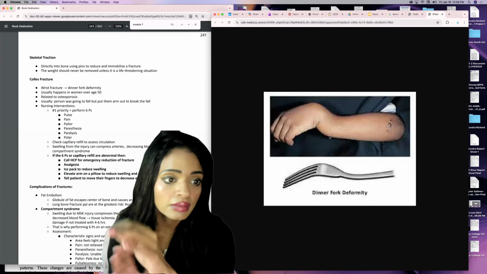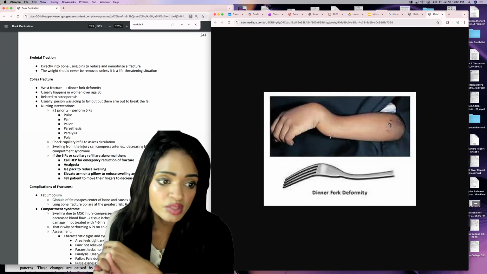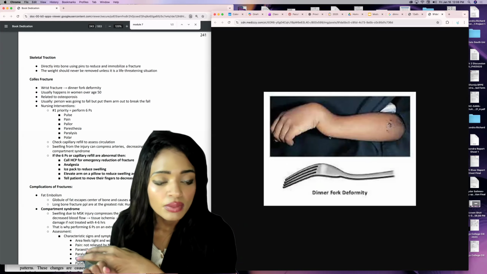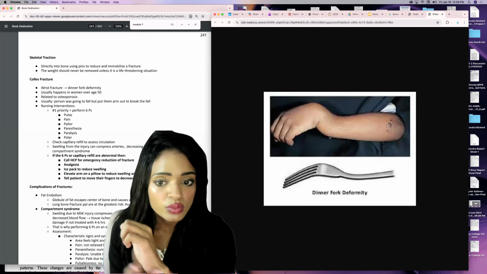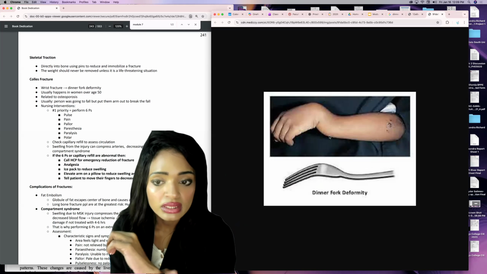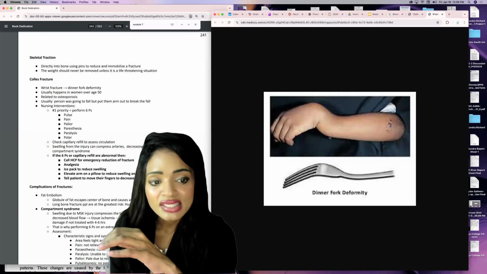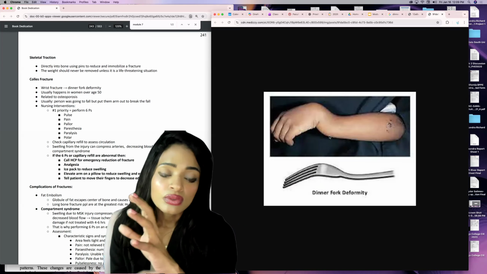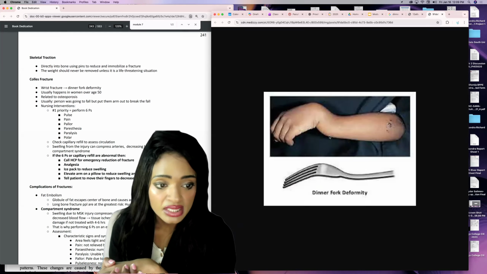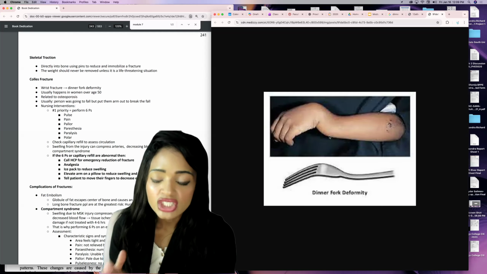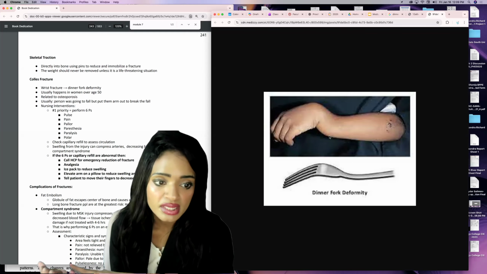And nursing interventions, you would do your 6Ps, you would check capillary refill, and just know that there's going to be swelling. As we can see, the area looks very swollen, and the issue here is that the swelling can compress arteries and decrease blood flow to the area, which can lead to compartment syndrome. So Cole's fracture can lead to compartment syndrome.